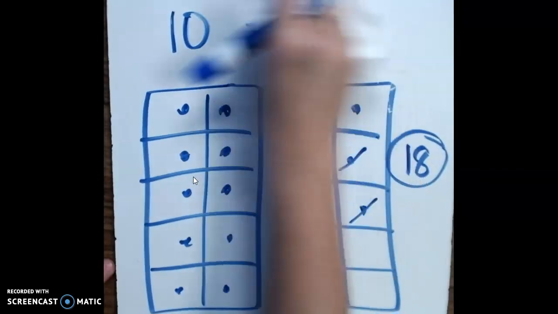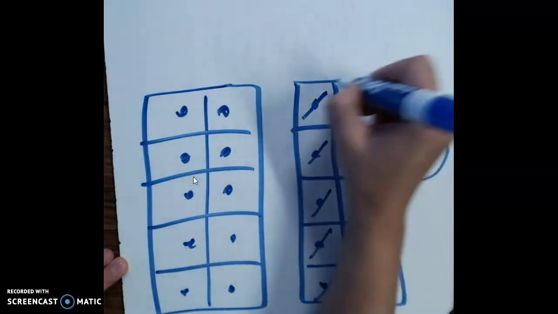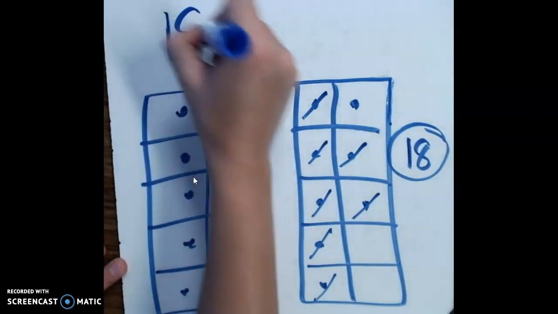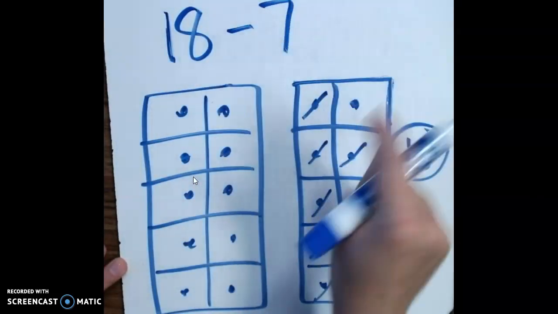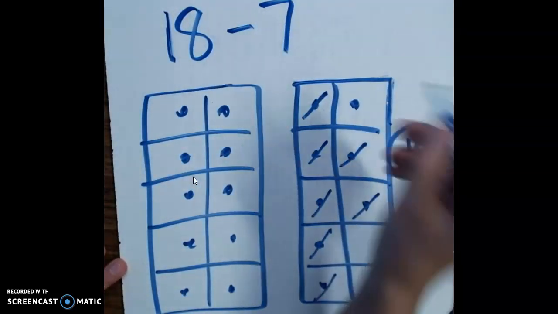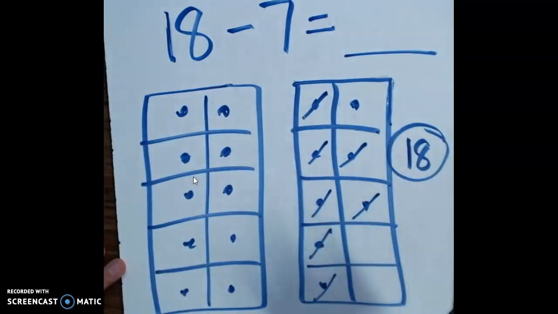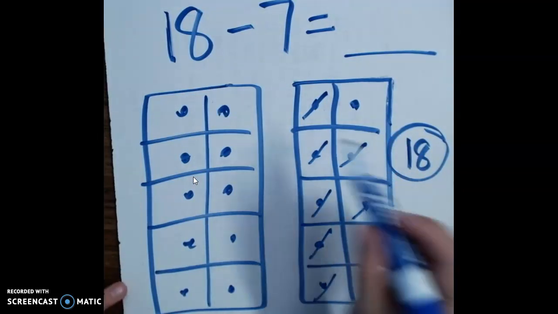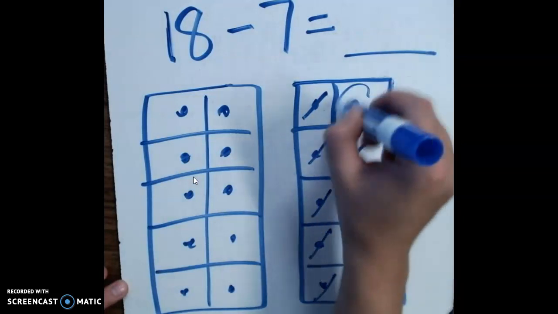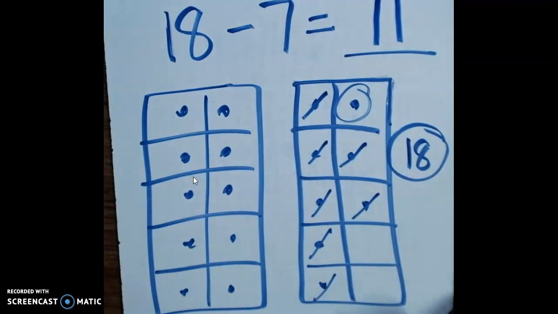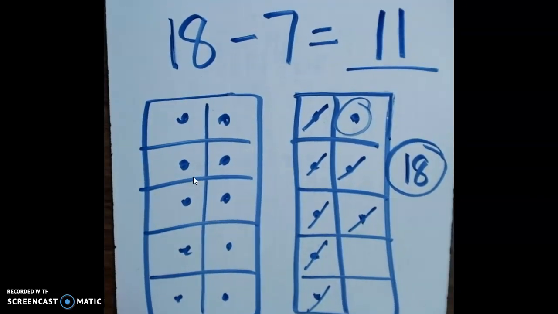I know that there are 18 animals altogether, and I know I need to subtract 7 because 7 is how many the girls own together. I have to figure out how many animals are left in the barn that are not Kylie and Lena's. So I know there's 10, 11, because there's one over here. There are 11 animals in the barn that are not owned by Kylie or Lena.